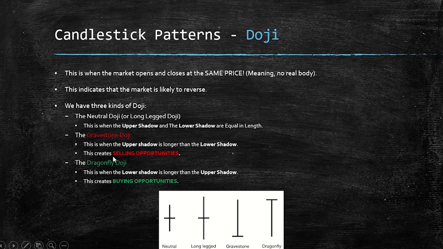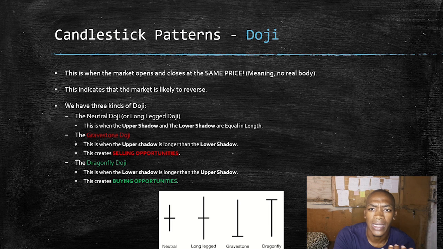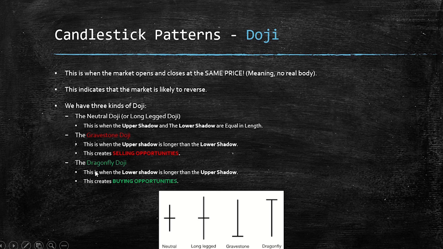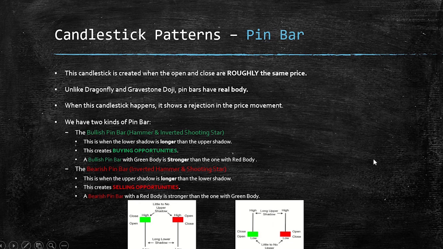We can see here in the image. This one creates selling opportunities. It means that now we can see that the force is to the downside. It means now the force is to the sellers. And the last one is the dragonfly doji. This is when the lower shadow is longer than the upper shadow, and again this one creates buying opportunities, as you can see here.